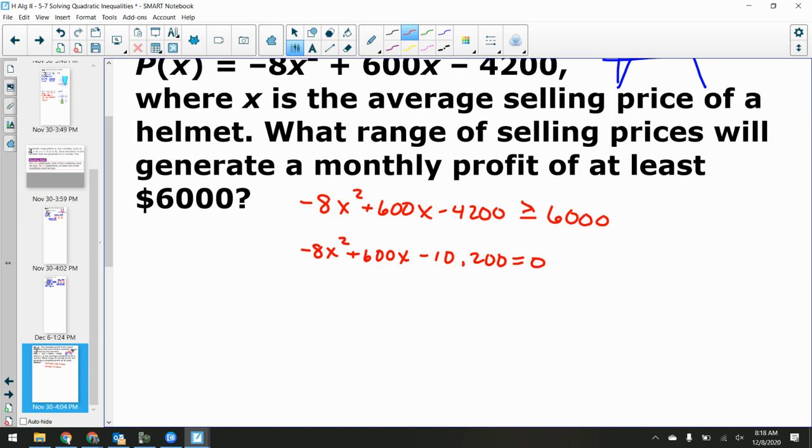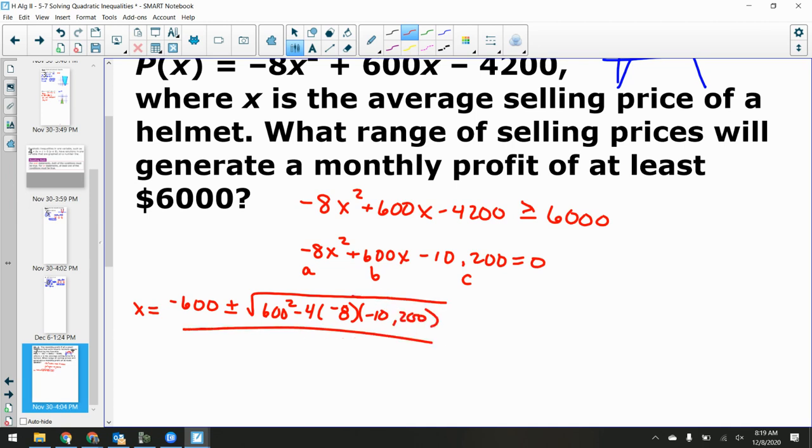Okay, I don't know about you guys, but I don't really want to graph or try to complete the square or even attempt to see if this is factorable. Let's just put this into the quadratic formula. Yeah, I know the numbers are big, but that's okay. We can deal with big numbers. That doesn't scare me. A is negative 8, B is 600, and C is negative 10,200. So the opposite of B, plus or minus the square root of B squared minus 4AC, all over 2A.